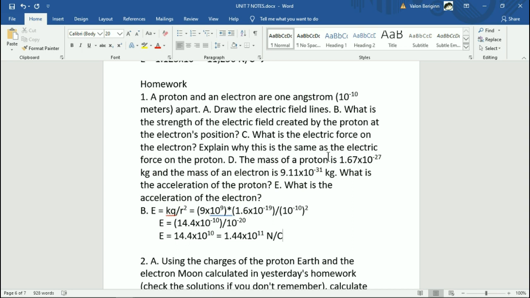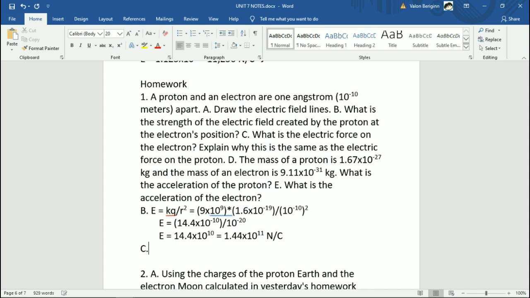Okay, so then C. What is the electric force on the electron? Okay, so now we're saying, all right, so we have the field here created by the proton. What is the force that the electron feels? So the whole thing for this is that we're taking what the field was and multiplying it by the new charge. So now we have here the charge of the electron, as that's the new one, and again, this is your negative 1.6 times 10 to the negative 19, times the strength of the field, which is what we just got.